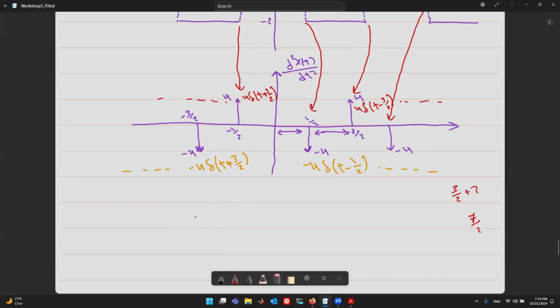Let's say we want to find the Fourier series coefficients of this signal. We are looking at a period of this signal, which is just between -1/2 and 3/2. And between those 2 points, we have two impulses, one of them at -1/2 and the other one at 1/2.